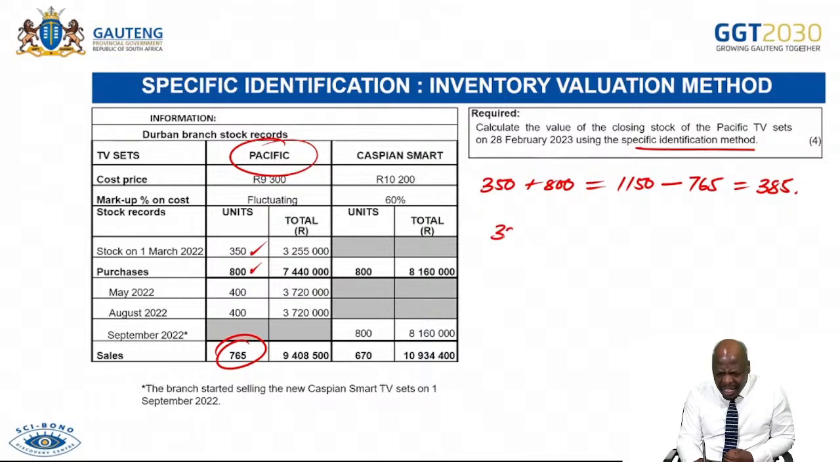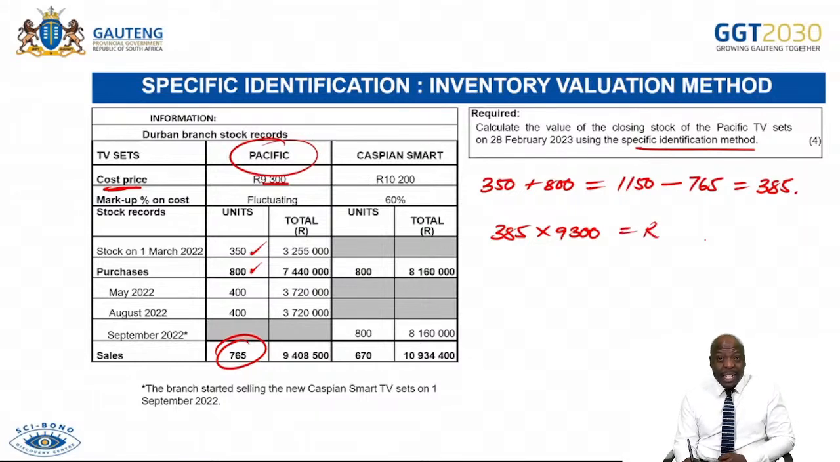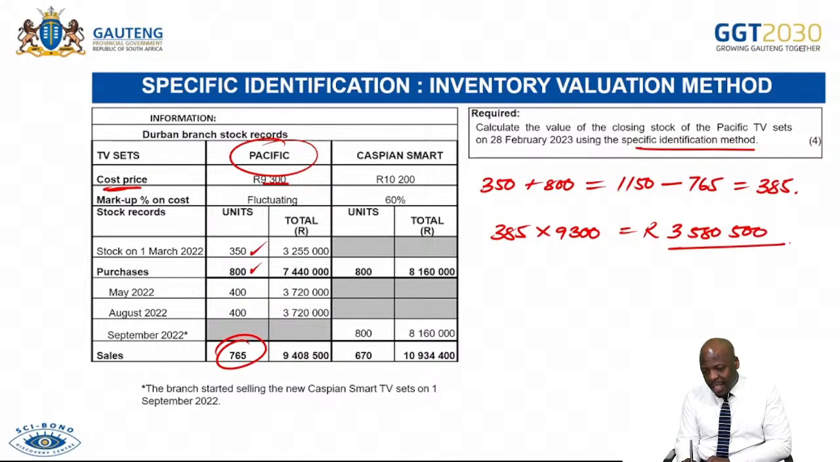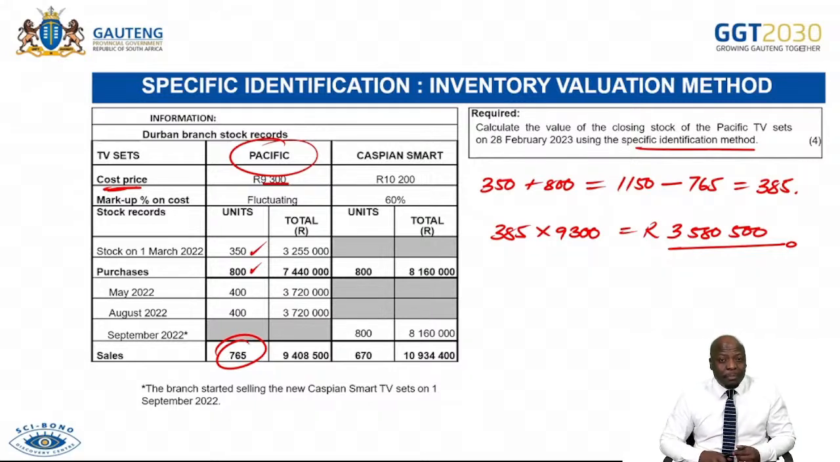So if we have 385 units, this is what we have, 385 units. And each one is costing 9,300. 9.3 here. What is the value then? Calculators, please. Say it again. 3,580,500. That becomes the value of our closing stock. 3,580,500. That is the value of our closing stock. This is your specific identification method.